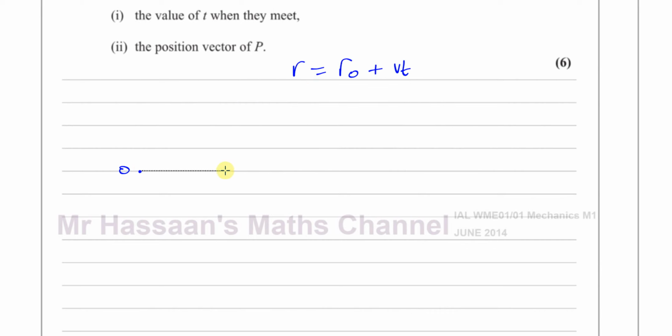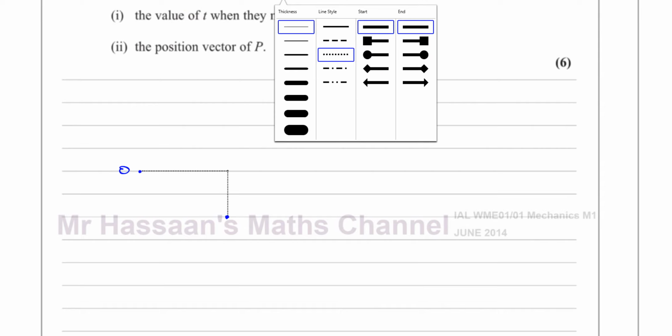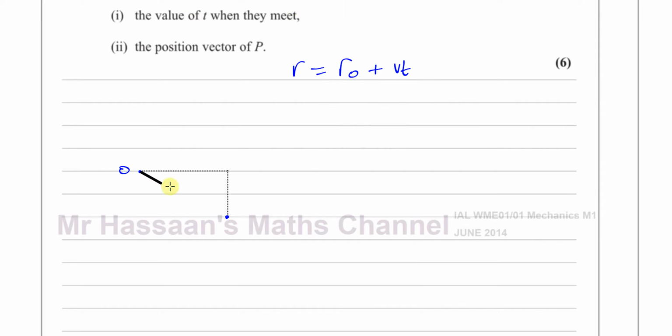So it should be 4i minus 2j. Let's say that's 4i minus 2j. That's where she is when time equals 0. So that's the position vector of the girl when time equals 0. So you could say that that is the vector r0. That is a vector from the origin.